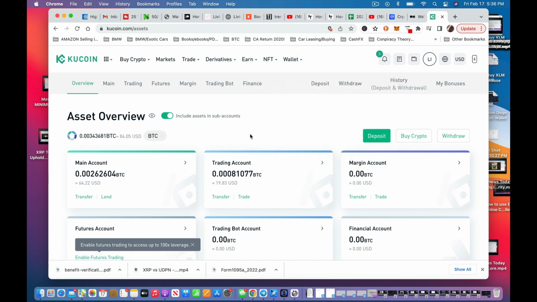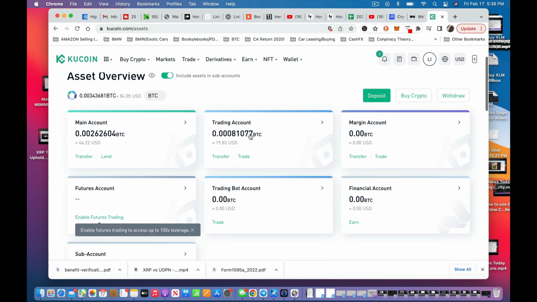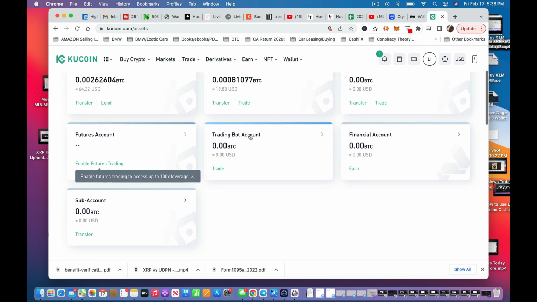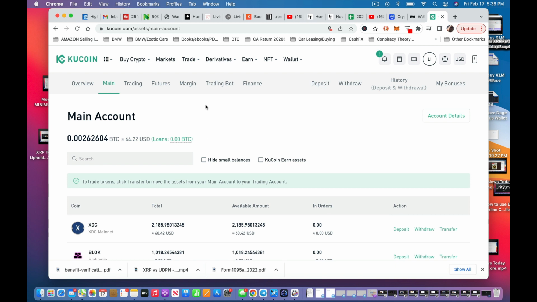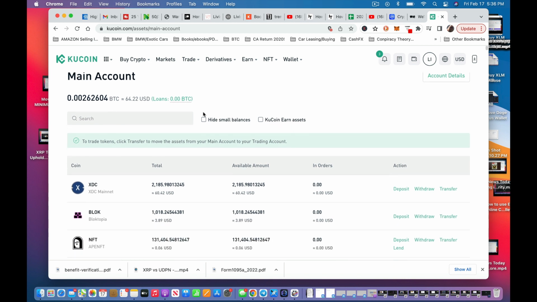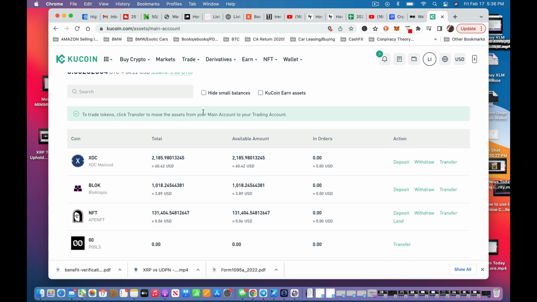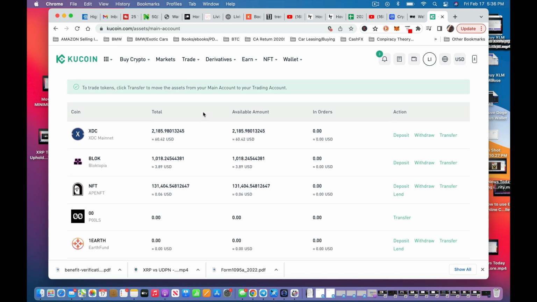Okay, so this is your overview page, tells you what's in your main account, trading account, margin account. As you can see, I don't have a whole lot in any of these, right? And let's go to main. And oh, I guess I bought some XDC block NFT. Do I have these still? Yeah, I guess I do. All right, well, cool. I can't really move XDC anywhere other than to Sinfin wallet, but I think I'll just leave it on here. And block, and this NFT is nominal. So is block, actually. So I'll just leave those alone.